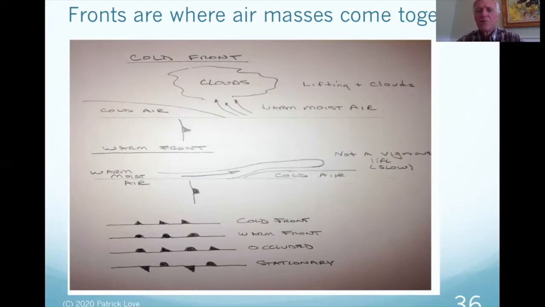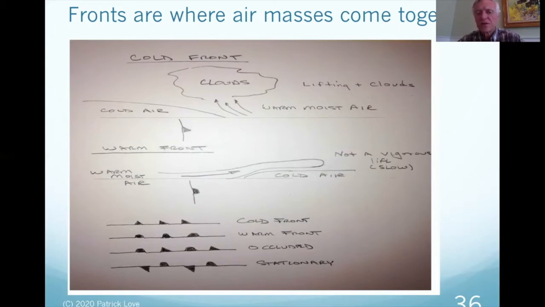A warm front is kind of where the warm air is moving and it's going over the top of the cold air. Usually it's not a vigorous lift, it's a slower lift. And you can get sort of regional clouds forming, but not typically storm clouds and that kind of thing. You'll see at the bottom here, there are symbols for cold front, which are the sharp, pointy things. Warm front, more like the top of a sinusoid, a smooth curve.